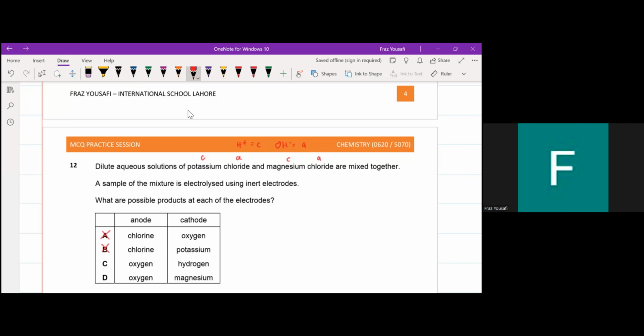Now, in the case of the cathode, any member of group 1, group 2, or even group 3 will never leave an aqueous solution because they're way above hydrogen in the electrochemical series. They're way above. So the ability to discharge them is almost impossible. So this will have to be hydrogen at the cathode. So the answer should be C.